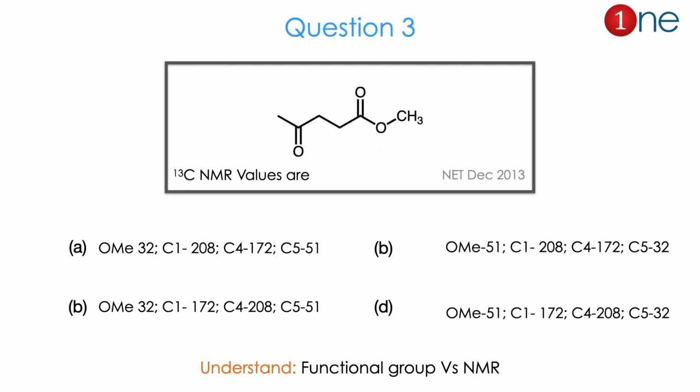Then question number 3. The starting material is an ester and it has a ketone in the second position. They are asking for C13 NMR values. The values are 32, 208, 172 and 51. You have to assign which is which.